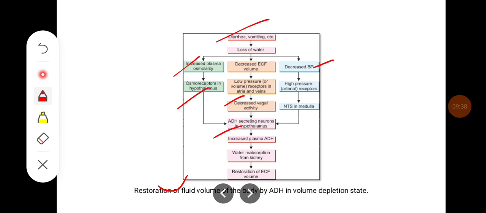So the reduced blood pressure decreases the vagal activity, so that leads to ADH secretion, or decreased blood pressure will lead to stimulation of the nucleus tractus solitarius in the medulla, and that causes increase in the ADH secretion from hypothalamus that in turn causes water reabsorption and restoration of the ECF volume.